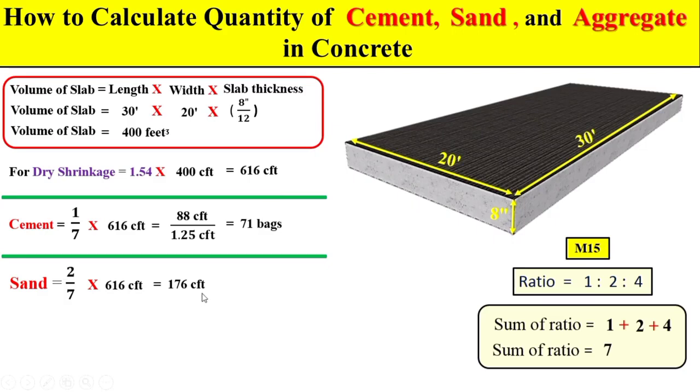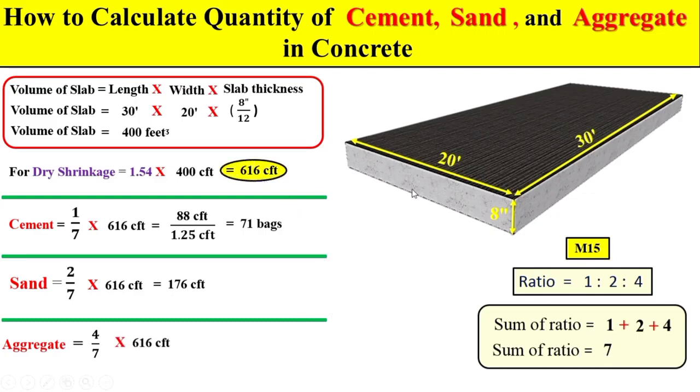And now dear students, if you want to calculate the total quantity of aggregate, then remember the sum of the ratio is 7 and these 4 parts represent the quantity of aggregate. So the aggregate will be equal to 4 divided by 7 multiplied by the total volume of this slab. Okay, so we can get the total quantity of aggregate.